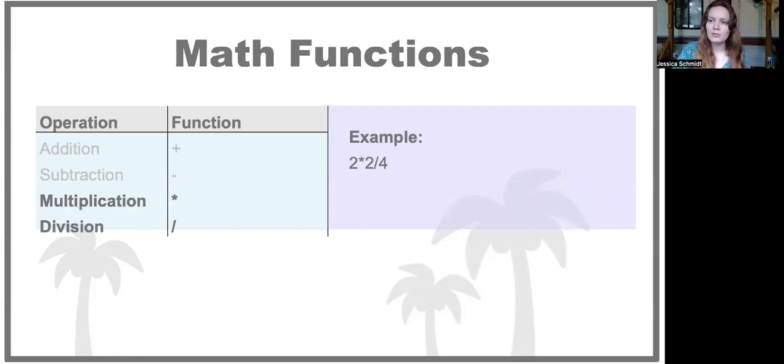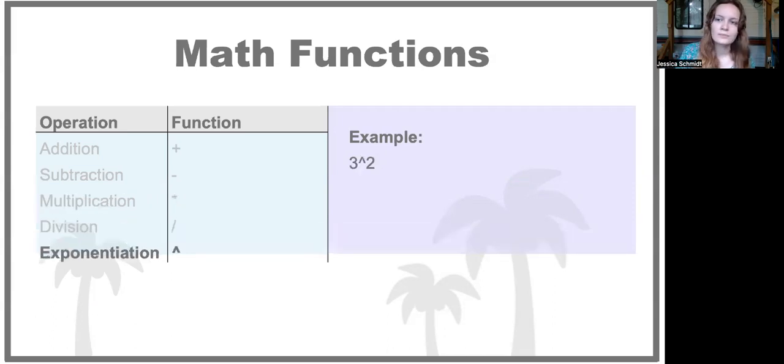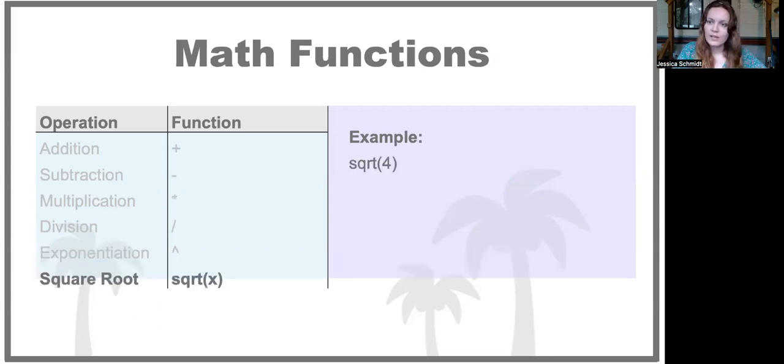Multiplication and division can be done with the asterisk and with the slash. So for example, 2 * 2 / 4, R can do that, no problem. To do exponentiation, we use the caret sign, the little hat. For example, 3^2. To take the square root of something, we use the function sqrt(x).